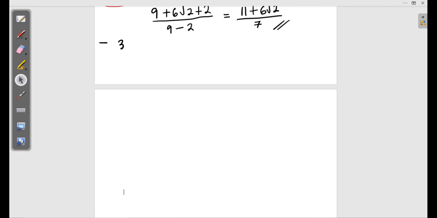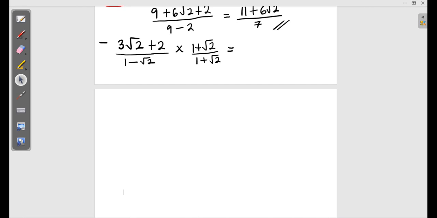If I have a question like 3 root 2 plus 2 divided by 1 minus root 2. So I already know the denominator to be 1 minus root 2, and the conjugate of that is 1 plus root 2. So we commence the expansion.